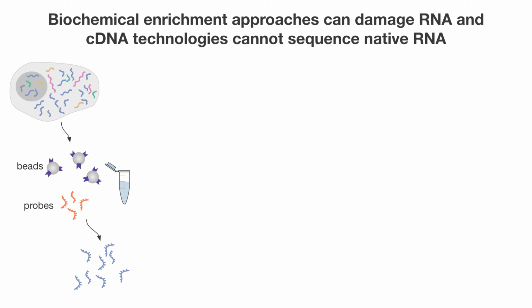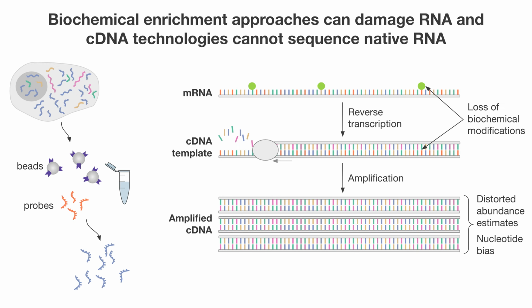To enrich or deplete specific RNA molecules for sequencing, biochemical approaches can be used to alter the distribution of transcripts in the sample prior to sequencing. But these are time-consuming, expensive, risk degrading the RNA, and in turn this can limit the length of reads and bias their content. When these biochemical approaches are coupled with cDNA sequencing, there are further limitations introduced by reverse transcription, mainly the inability to study the epitranscriptome, as well as the introduction of nucleotide biases as a result of amplification.